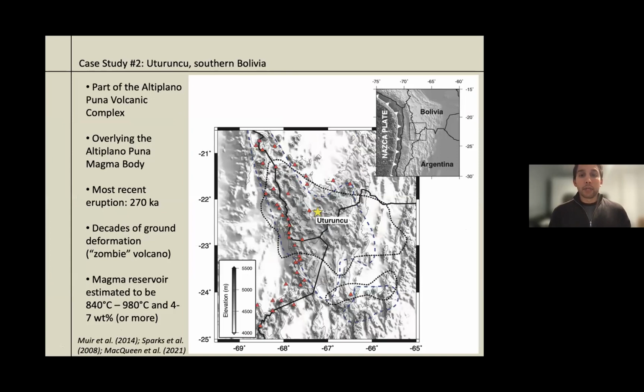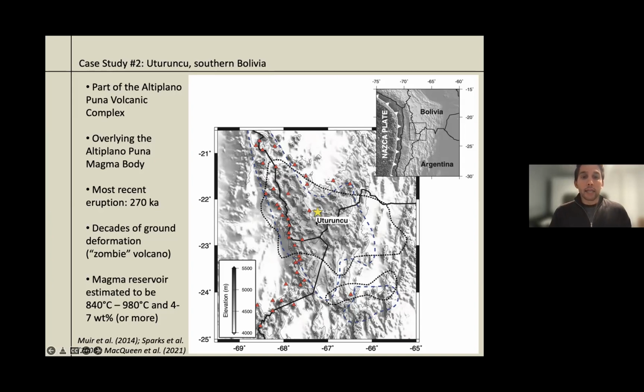The second example shows where things go a little bit wonky, I guess. And this is Uturuncu in southern Bolivia. And this volcano is part of the Altiplano Puna volcanic complex. And it's overlying this magma body called the Altiplano Puna magma body, which has been well mapped using different geophysical methods, and it's shown by this dashed line here. It's this huge feature that's been imaged with seismic, gravity, and magnetotellurics.